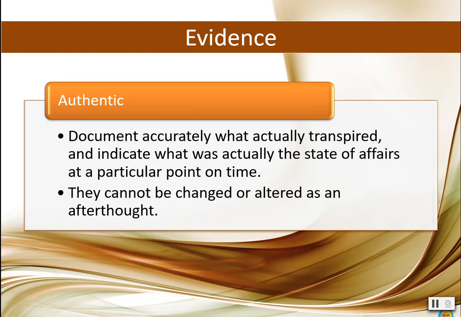The next one is authentic. Authentic means the document accurately records what actually transpired and indicates what was the state of affairs at a particular point in time. So in order for evidence to be authentic, it cannot be changed or altered as an afterthought. Okay, this is number 2, the characteristic for records to become evidence.